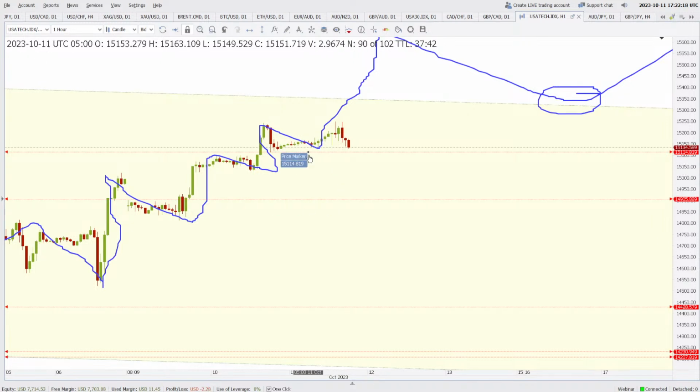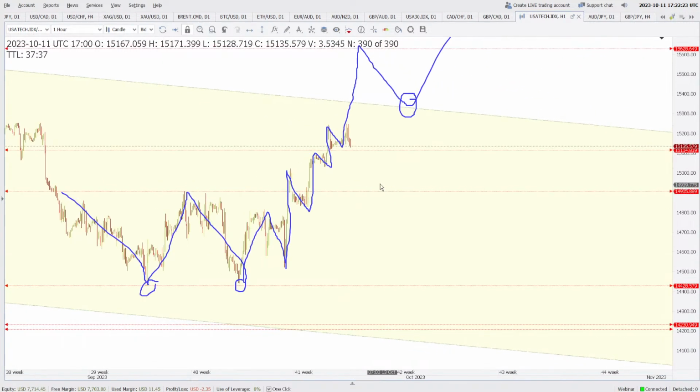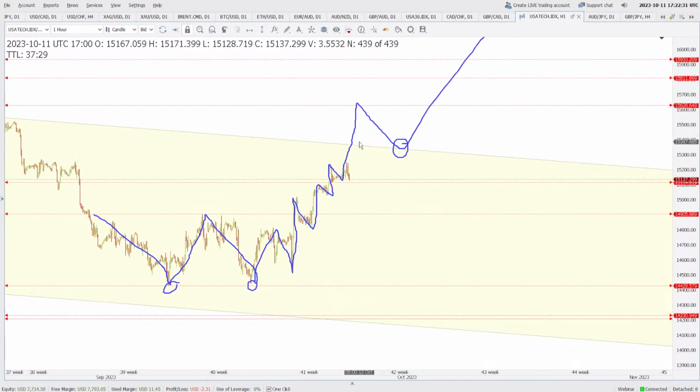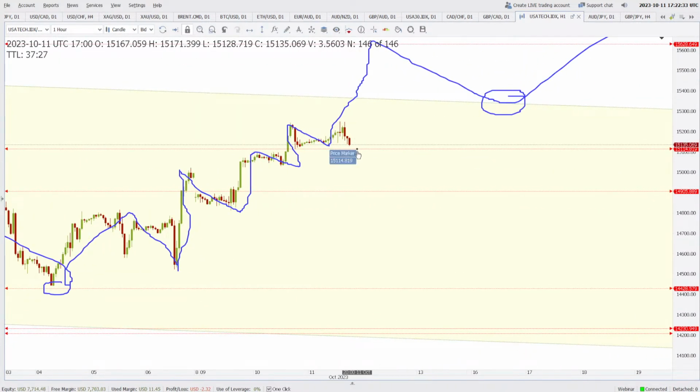to 14.95. But if it fails to breach 15,114, then expect the price to reach higher levels, around 58. Very interesting. Let's see. Now the price is trading very close to this support. We are expecting 15,100. Keep an eye on this.